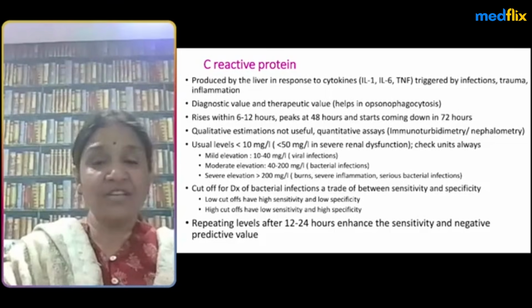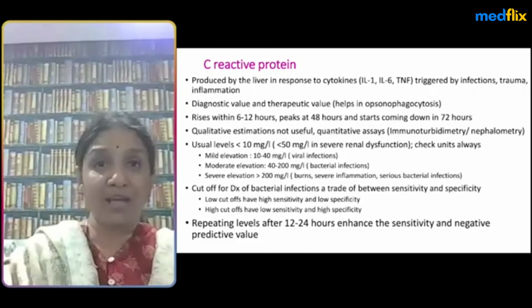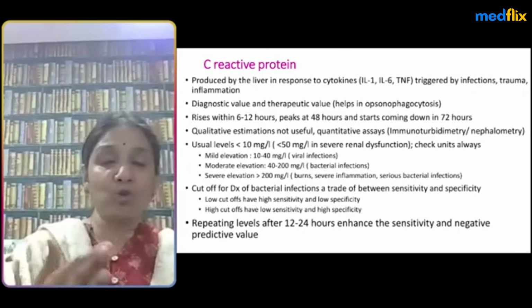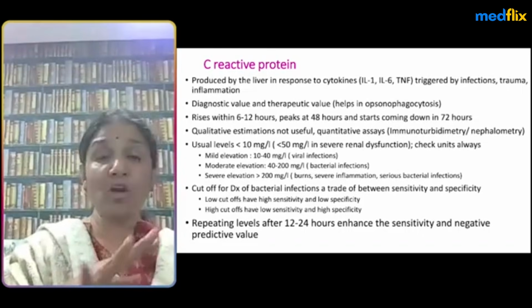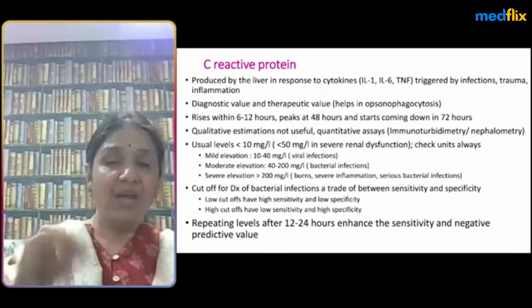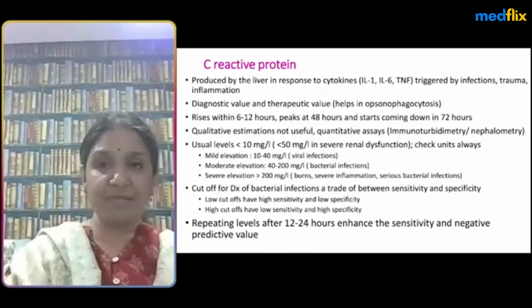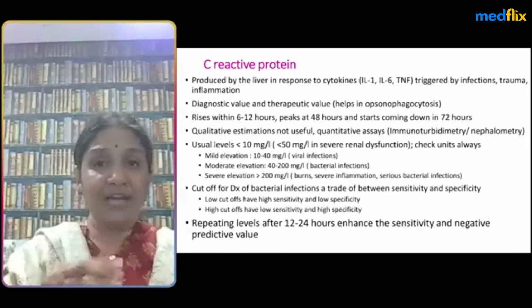And that is another reason why I said that when you start investigating a patient with fever, if you do the tests at 48 to 72 hours, you will get the maximum yield because, as I told you, the CRP also peaks after 48 hours. Now, don't ever do a qualitative test for CRP, whether it is positive or negative. You always have to do a quantitative estimation. The usual levels of CRP are below 10 milligram per liter.